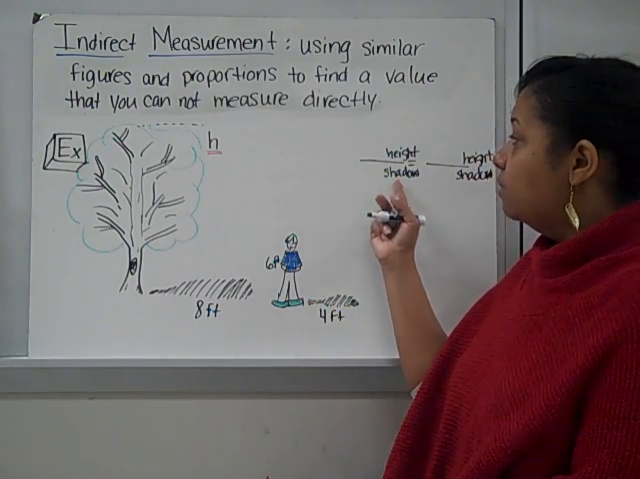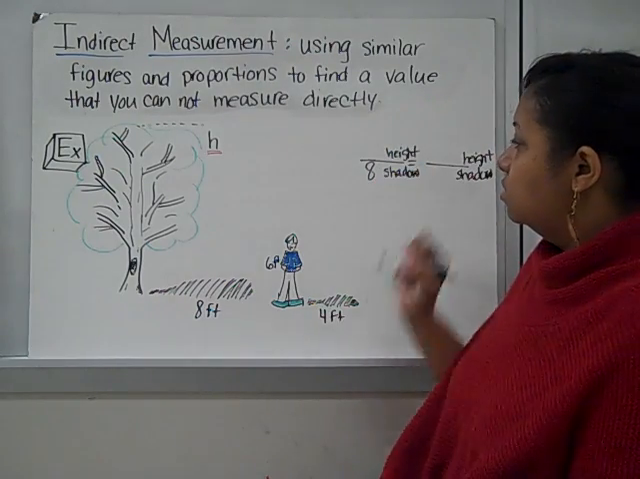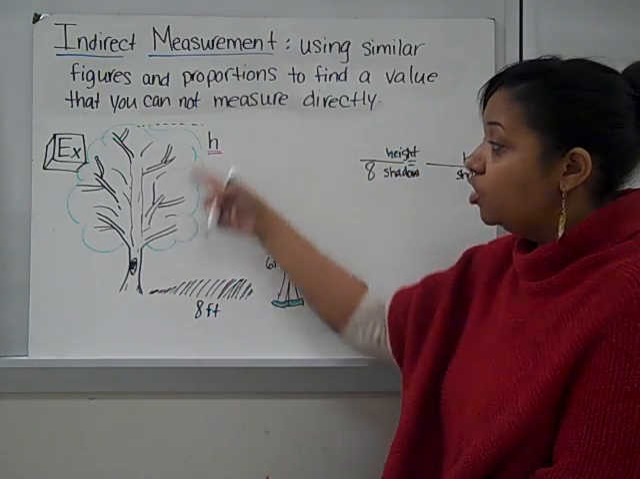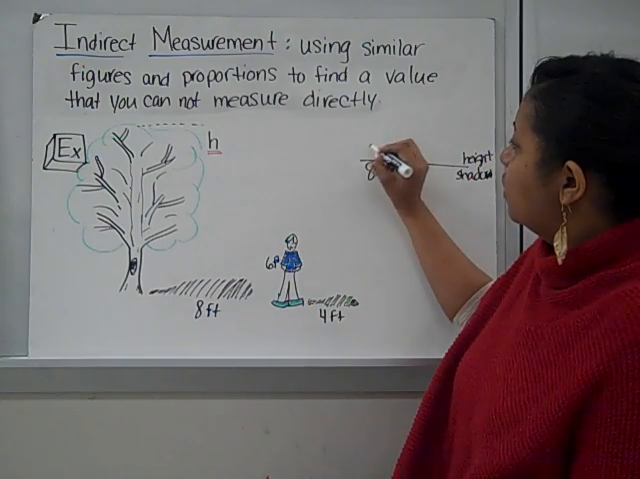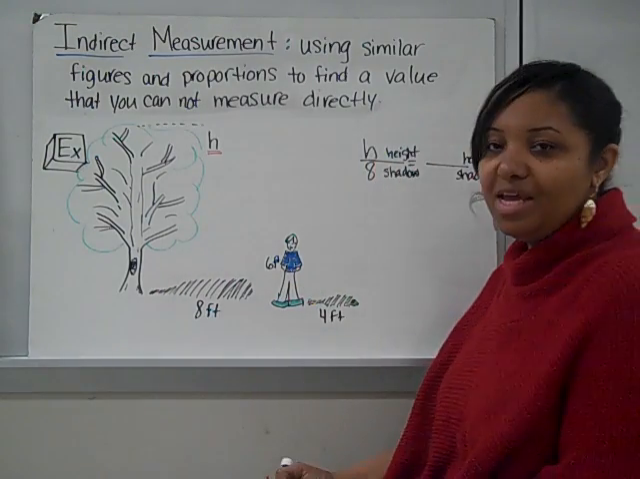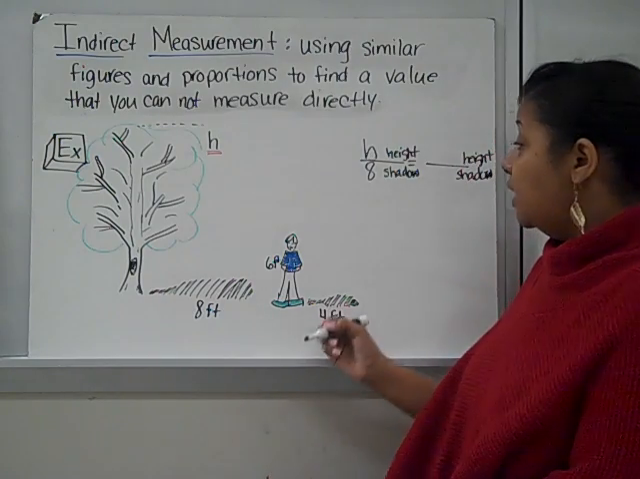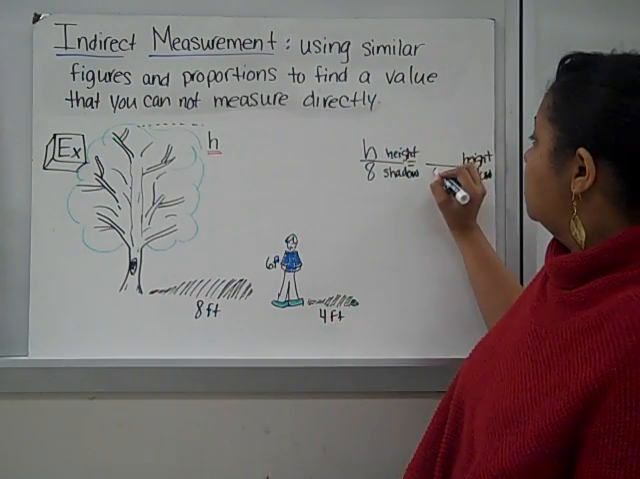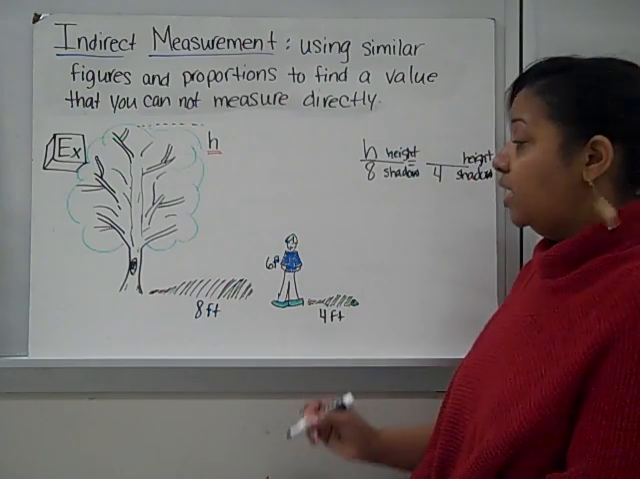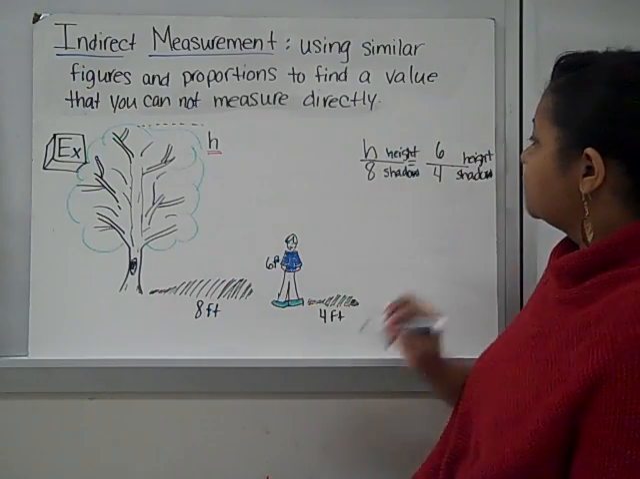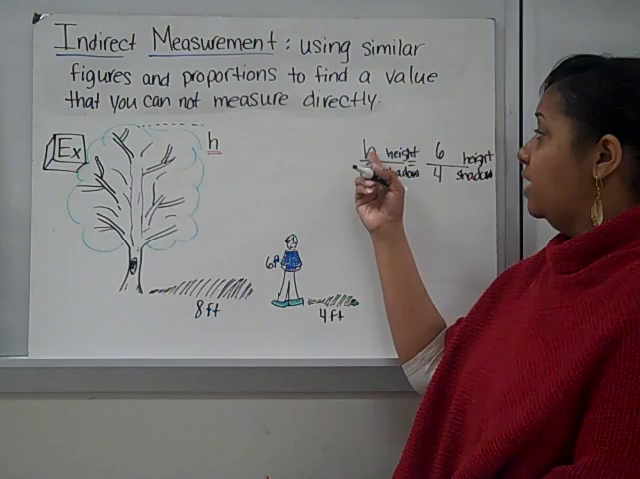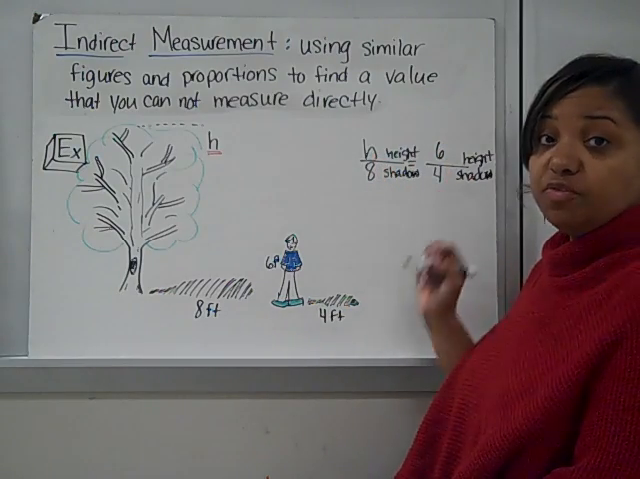So my shadow is 8 feet long. My height, I don't know because that's what I'm looking for. I want to know how tall that tree is, so I'm going to put H in there for height. You could put X, whatever variable you want. Then the man, his shadow casting is 4 feet, and then he is 6 feet tall. So now we're just at H over 8 equals 6 over 4.